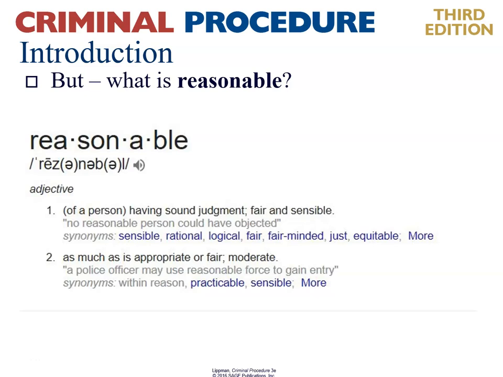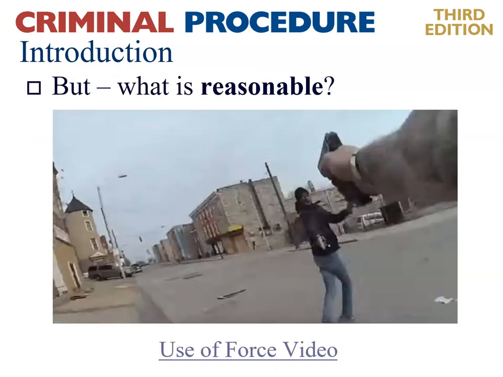Now, if you look it up in the dictionary, you can see the first definition here: having sound judgment, fair and sensible. And then if you look at some synonyms, which is good to look at because these give you little one-word blurbs like sensible, rational, logical, fair, just, equitable. And then the second definition talks about as much as is appropriate or fair. And you can look at the synonyms again: within reason and practicable and sensible. So that's a little bit of reasonable when you look at it.